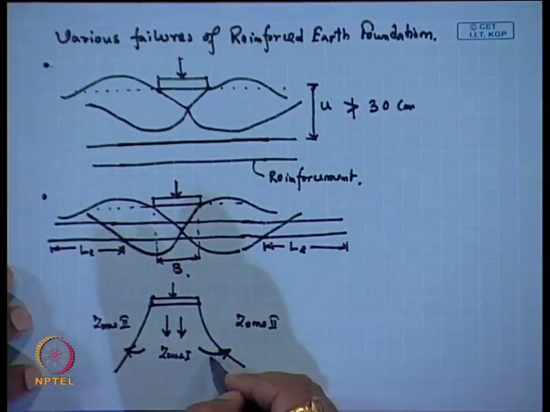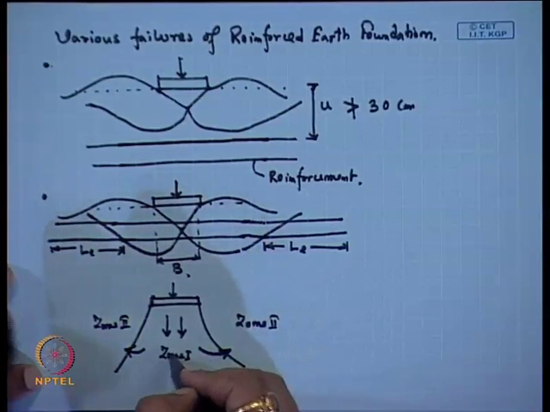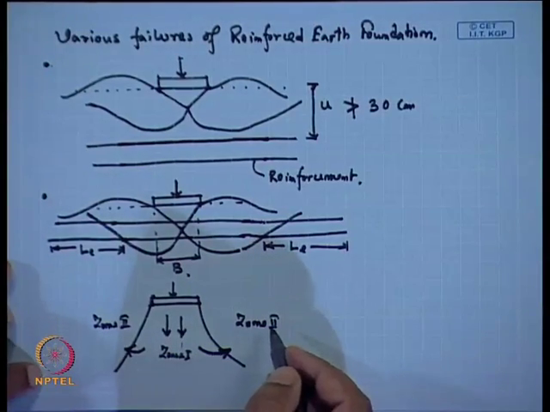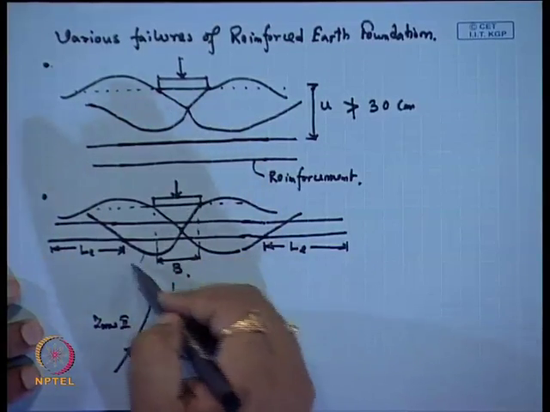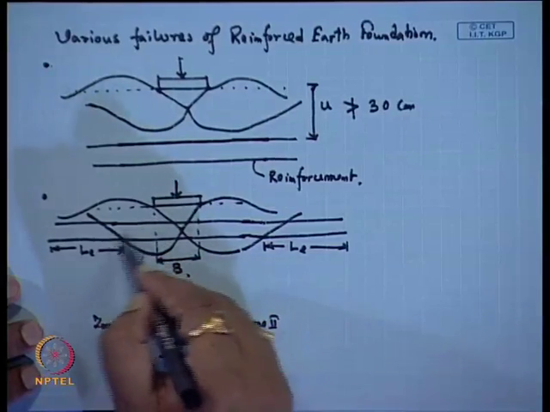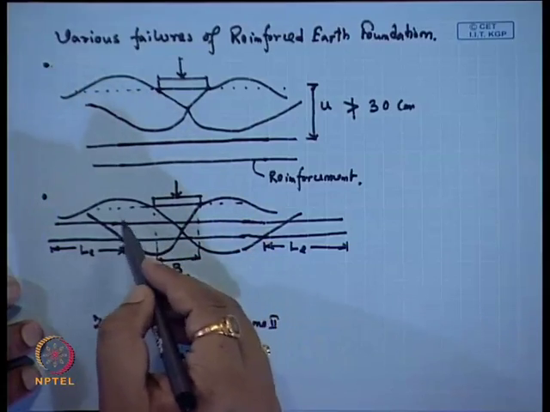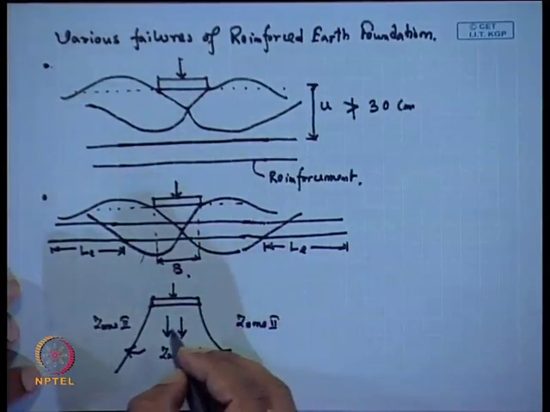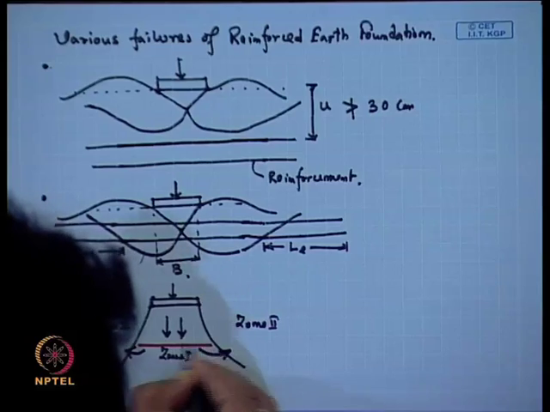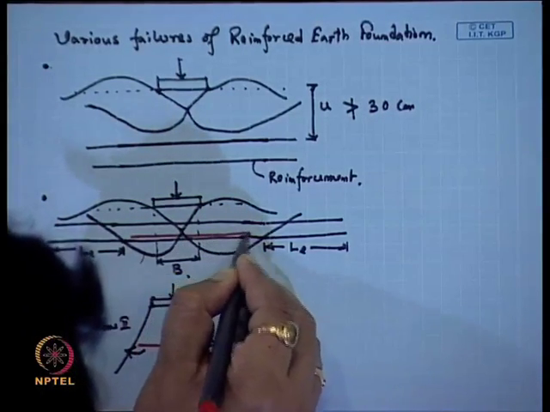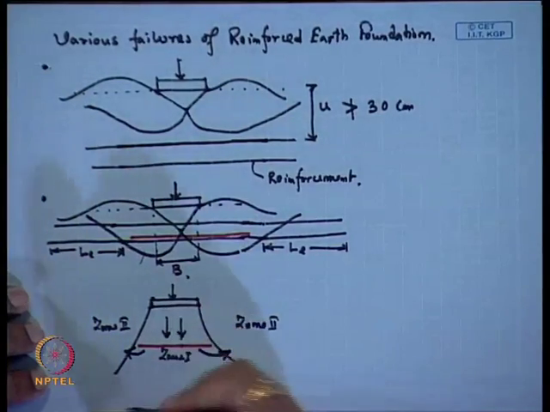So, zone 2 soil is pushing the zone 1 soil towards this direction, and the zone 1 soil is moving in the downward direction. Similarly here also, in the failure zone, the center soil is moving in the downward direction, and it is pushing the side soil to these two sides. Now, what will happen if we place the reinforcement only into this level, or only for this side? This reinforcement will also move along with the soil.